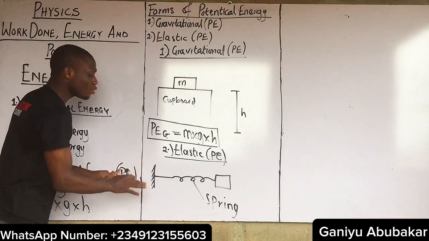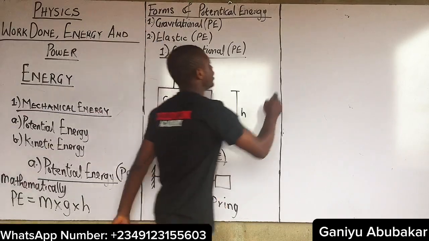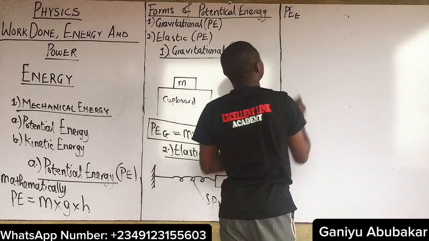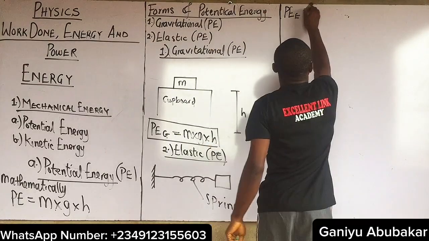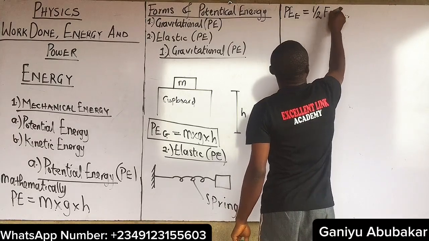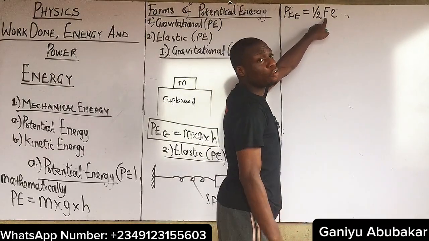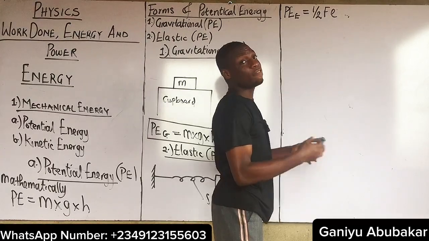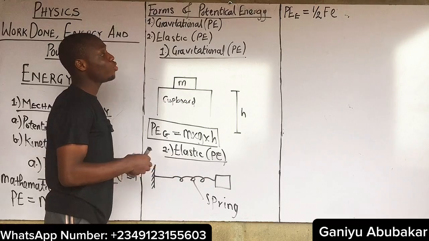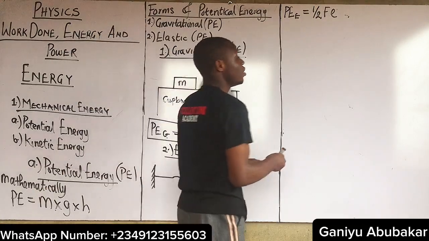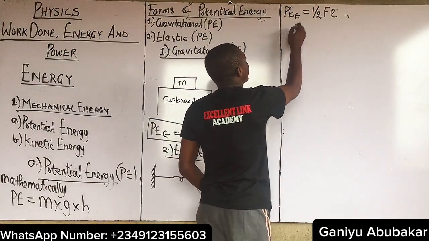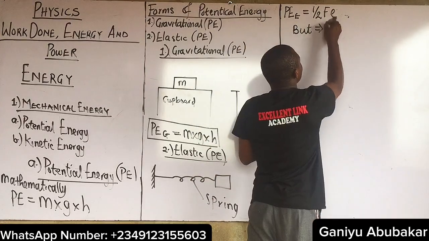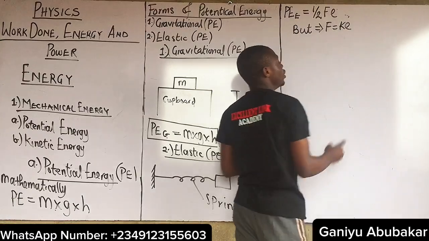So now the mathematical expression for elastic potential energy, that is PEE, is equal to half F E. What is F? Force. E is called extension, right? K is called the stiffness of the spring. So from the concept of Hooke's law, we know that this force is equal to Ke. True or false? True.